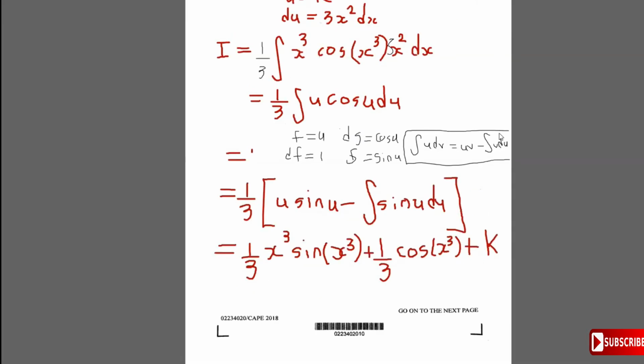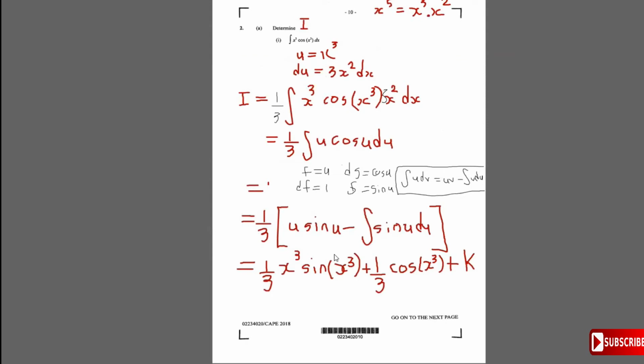Nice. Wasn't too bad. 1 over 3 x cubed sine x cubed plus 1 over 3 cos x cubed plus k. Nice. All right, 8 marks for that.